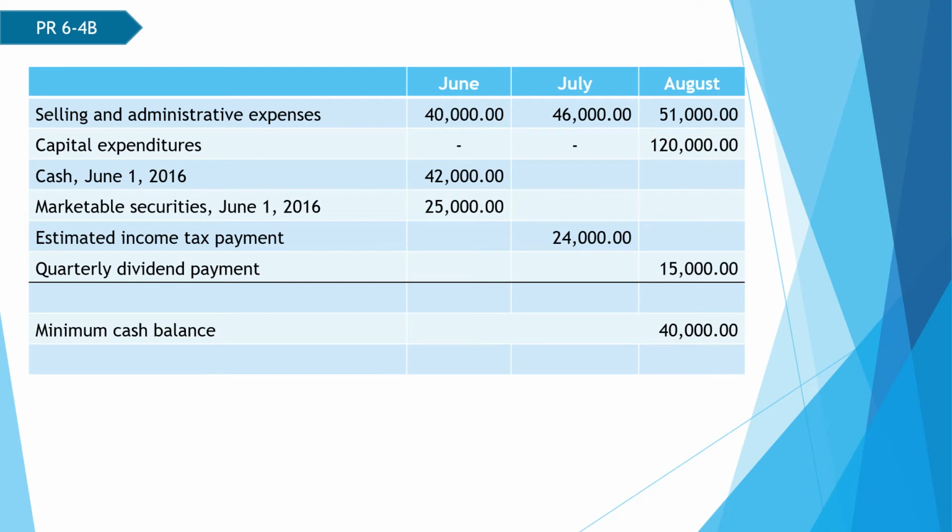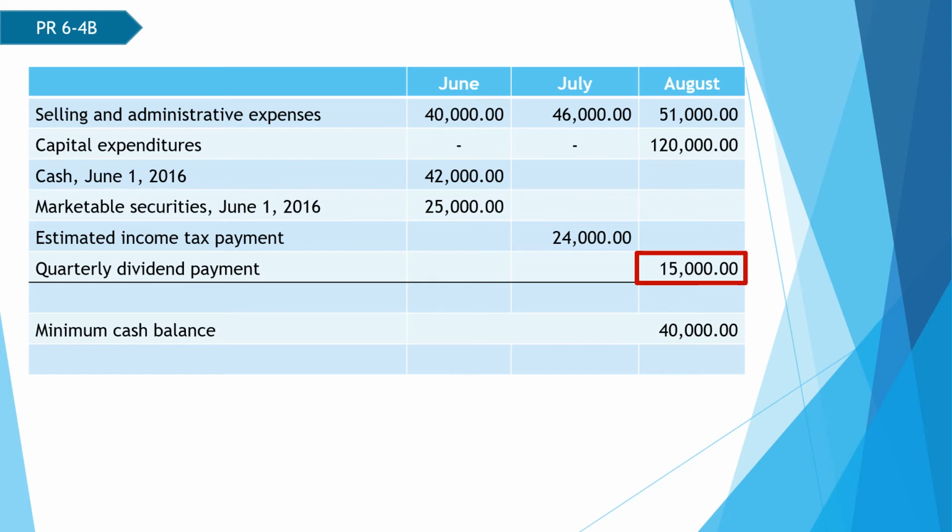Additional data for Mercury Shoes Inc. are selling and administrative expenses of $40,000, $46,000, and $51,000 for the 3 respective months. Additional capital expenditures of $120,000 will be paid in August. Cash as of June 1, 2016 is $42,000. Marketable securities as of June 1, 2016 is $25,000. Income tax payment of $24,000 will be made in July. Quarterly dividend payment of $15,000 will be in August.